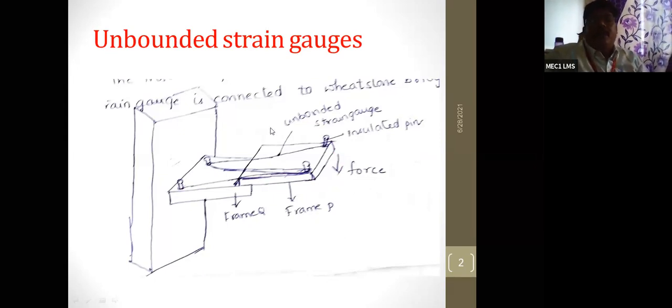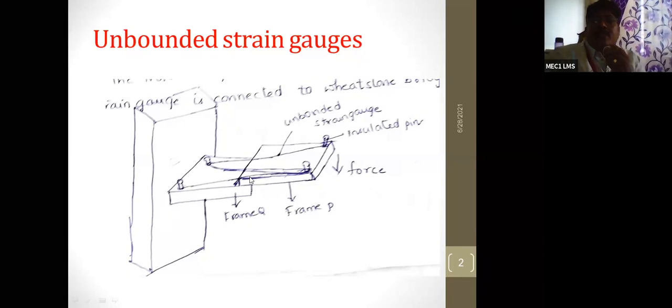Okay, right. See here, again I'm repeating. Here it consists of two frames, frame P and Q, which are in relative motion. On that, four insulated pins are there. The wire is structured through these four pins, and when the force is applied at one end of this cantilever, it seems to be a cantilever, then automatically there will be stress developed in these frames.